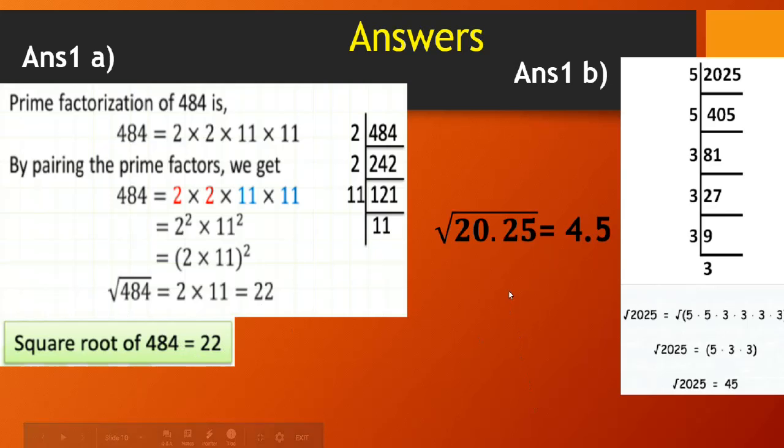Question B was basically to find the square root of a decimal number, 20.25. While finding the prime factorization, just take out the decimal and find it as usual. After that, pair your prime factors, and after you have got your answer, just put a decimal point in the half. The square root of 20.25 is 4.5. That's your answer. Let's move ahead.